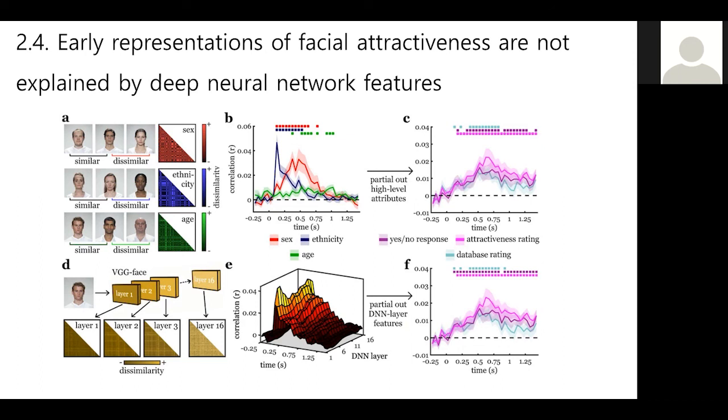These RDMs predicted cortical activation starting from the 50 to 100 ms time bin, in line with previous reports. Early representations were better captured by early DNN layers, while later representations were better captured by late DNN layers. Detailed results for all DNN layers can be found in supplementary figure S2. Next, we again modeled the neural representations as a function of individual yes or no responses and attractiveness ratings, but now controlling for features extracted in each of the 16 DNN layers using partial correlation analysis.